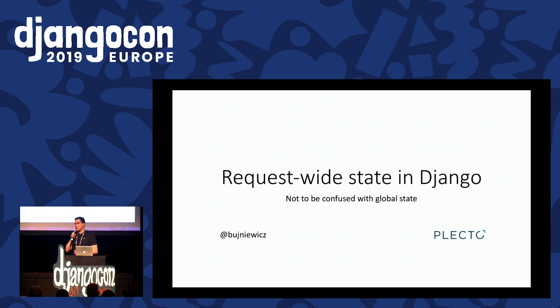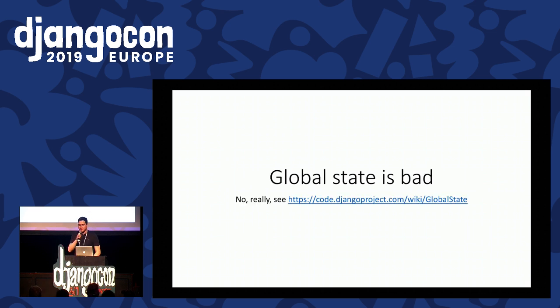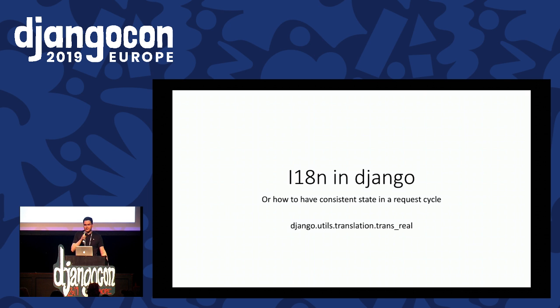And that's not to be confused with global state, because global state is very bad. It lacks isolation. You can leak pretty much anything to another request, for example, user data. And Django tries really hard to get rid of pretty much all instances of global state that are still there. And we should be striving to do so in our applications.